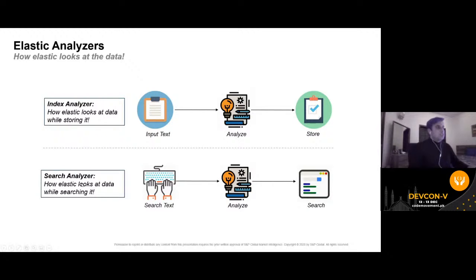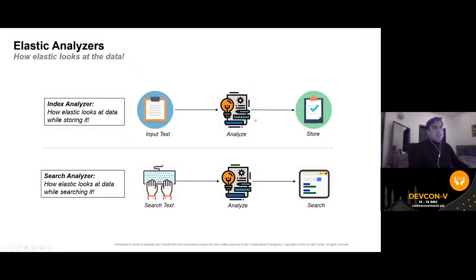So for now, you just need to understand two things: there is an index analyzer, which is used when you are trying to store data into Elastic, and there is a search analyzer, which is used when you are performing the search from Elastic. And in order for a document to be returned in response to your search term, let's say you typed something and you expect a document to be returned in response to that text, then the output of your index analyzer has to match the output of your search analyzer.